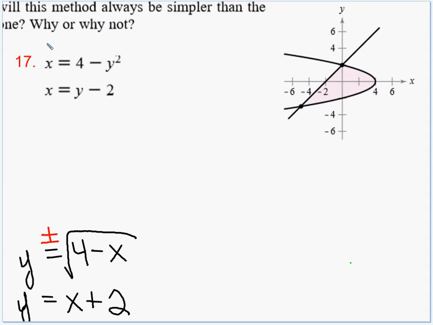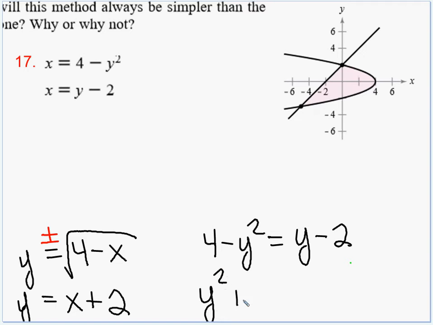Let's check these out. The way we're going to do it, we'll just take these here and set them equal to each other. Since they're both equal to x, we can set these equal to each other. I'm going to do that down here. So I got my 4 minus y squared is equal to y minus 2. So I'm going to move everything over to the right side. The y squared jumps over there. It becomes a positive y squared. We have a plus y over there to begin with, and then we will subtract 4, so this becomes a minus 6. And now it's equal to 0.